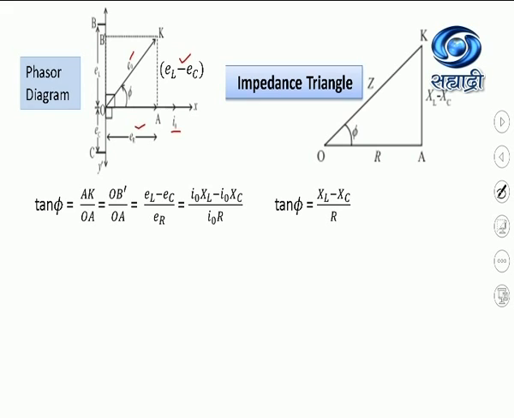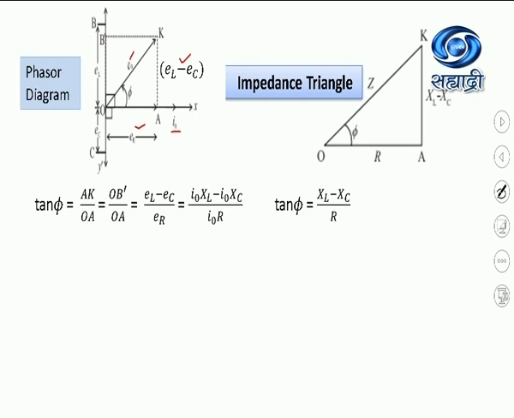What does OB dash represent? EL minus EC, and OA represents ER. What is EL? I0 into XL, EC is I0 into XC, and ER is I0 into R. So if you take I0 common, we get tan phi is equal to XL minus XC upon R, where phi is the phase difference between the EMF and the current.